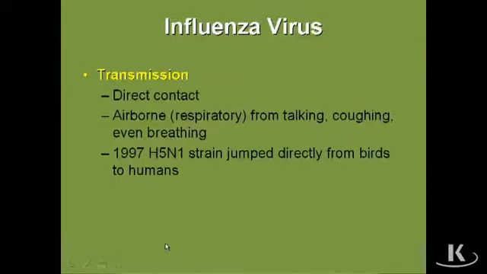Transmission of influenza virus is through respiratory droplets, and it can also be through direct contact. And the last bullet point here that I will point out is that H5N1 strain that I talked about, which was avian influenza, was at least one strain of flu that we know of that jumped directly from birds to humans. Now, where else do we see that? We saw that with SARS, where the first case was thought to have jumped from an animal to a human.